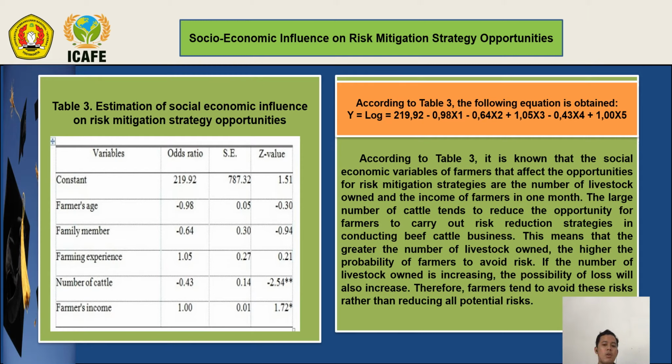If the number of livestock owned is increasing, the possibility of loss will also increase. Therefore, farmers tend to avoid this risk rather than reducing all potential risk.